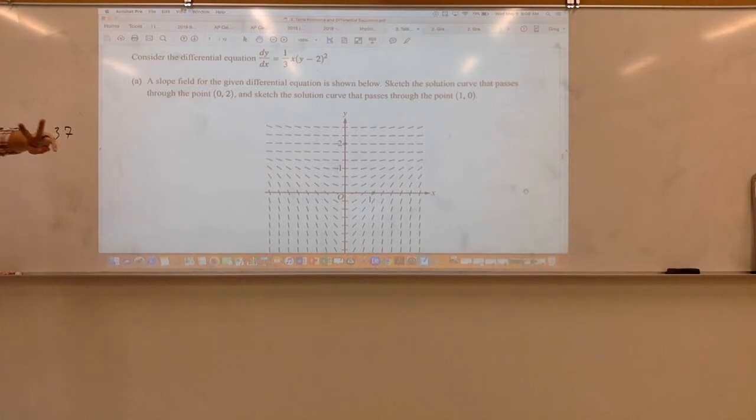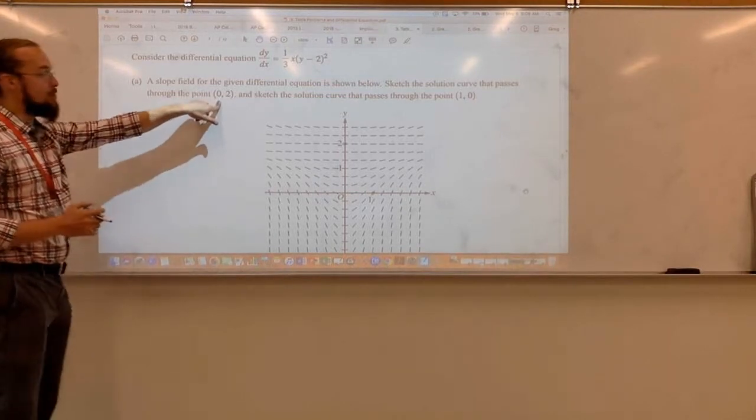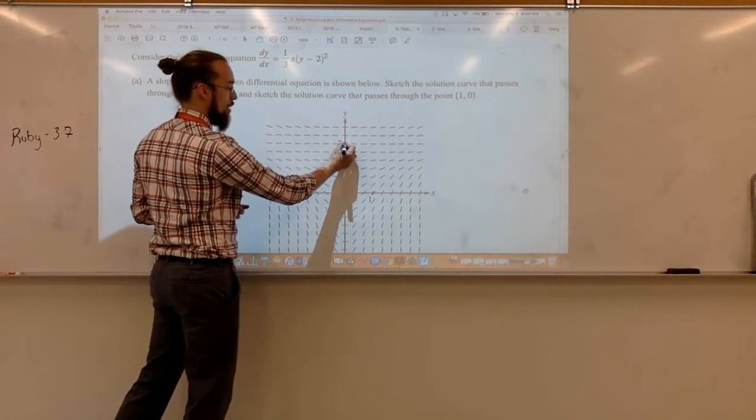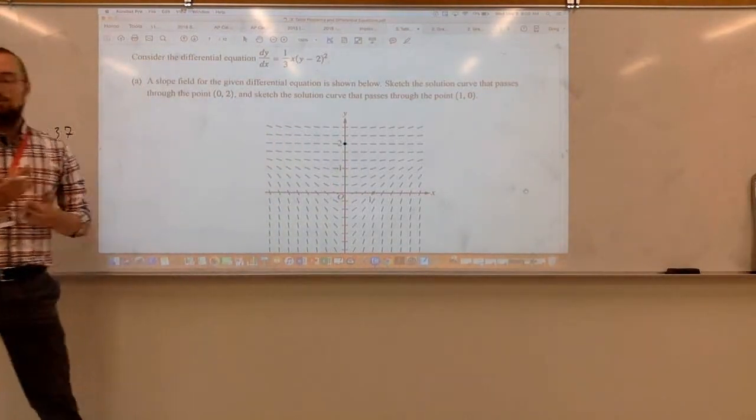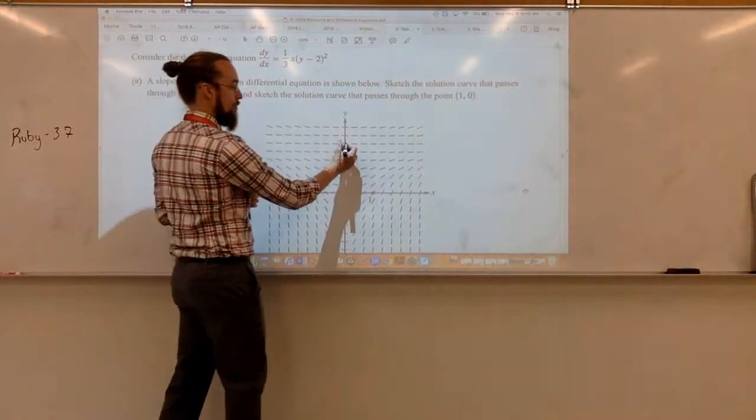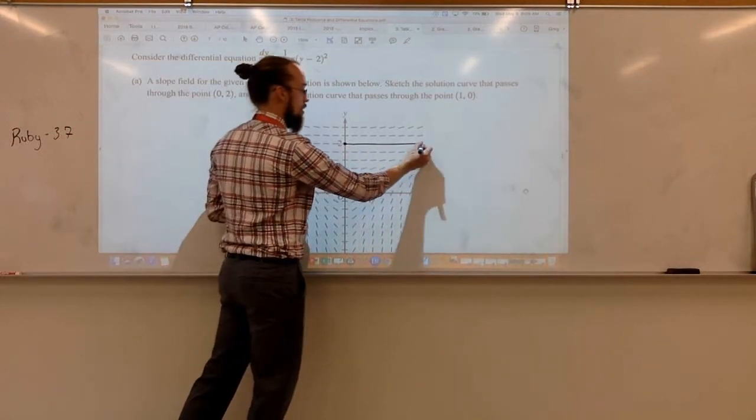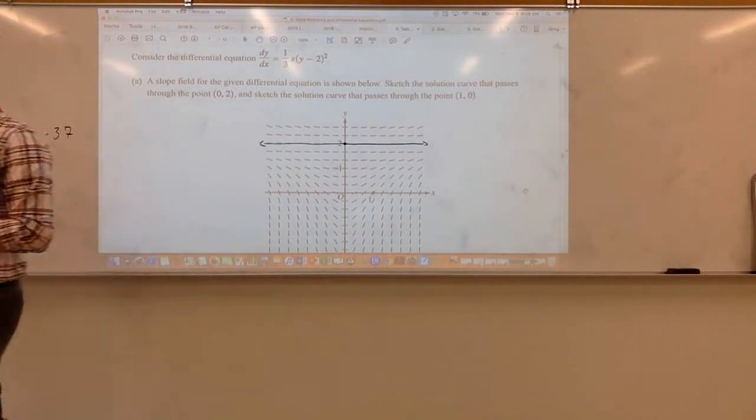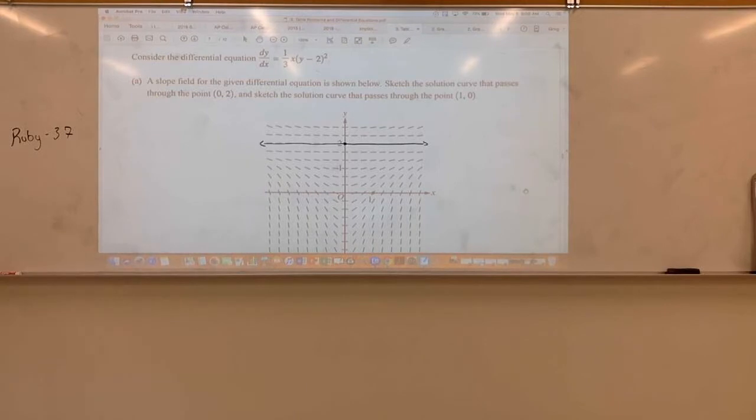So here we want to sketch 2 curves. The first passes through the point 0, 2. So the point 0, 2 is right here. If I follow the slope field out in either direction from that point, that ends up just being a horizontal line, right? So there's my first solution curve.